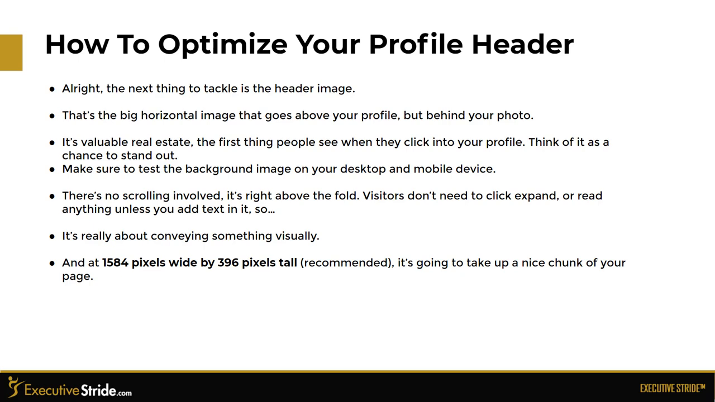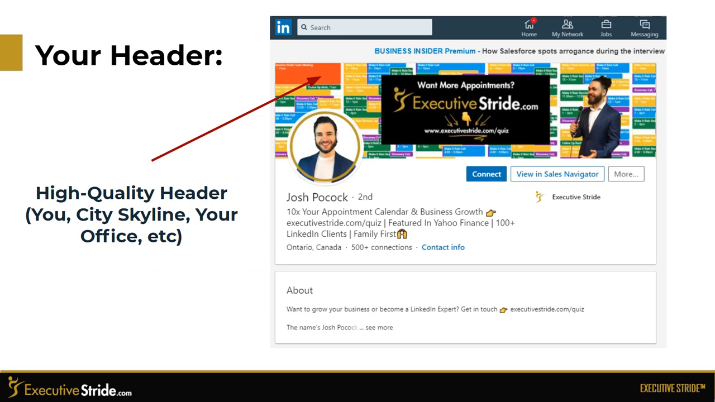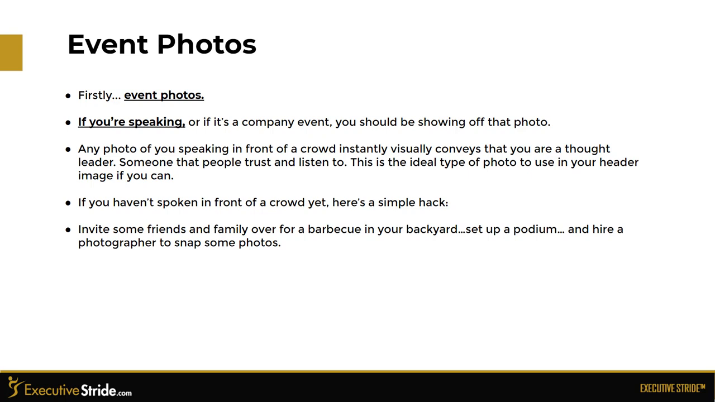So here's an example of a high quality header. It could be you, a city skyline, your office, etc. A few different examples: event photos. If you're speaking or if it's a company event, you should be showing off that photo. Any photo of you speaking in front of a crowd instantly conveys visually that you are a thought leader, someone that people can trust and listen to. This is the ideal type of photo to use in your header image if you can. If you haven't spoken in front of a crowd yet, here's a simple hack. Invite some friends and family over to a barbecue in your backyard, set up a podium, and hire a photographer to snap some photos. Okay, you can use that at your own risk.